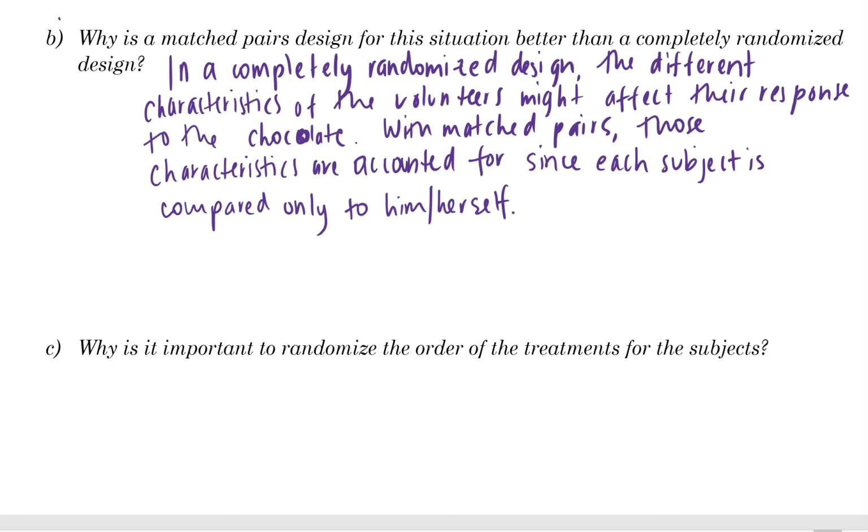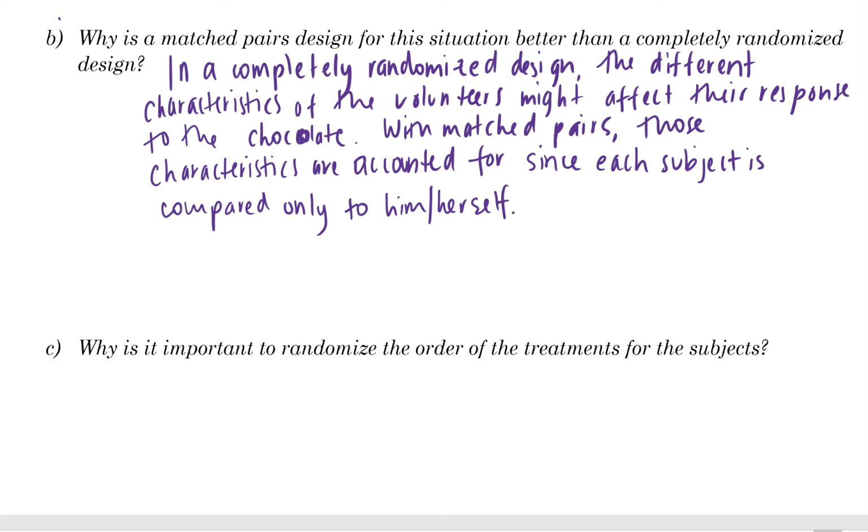You don't know. And so in a completely randomized design, you could end up with people who have just kind of naturally faster, stronger, I don't know, blood flow in one group. Whereas with matched pairs, you're just comparing each person to him or herself. And so with matched pairs, any kind of weird characteristics that might mess with your experiment are accounted for because each subject is only compared to him or herself.